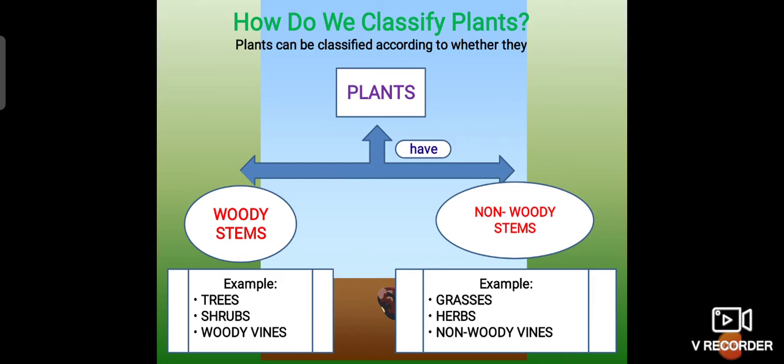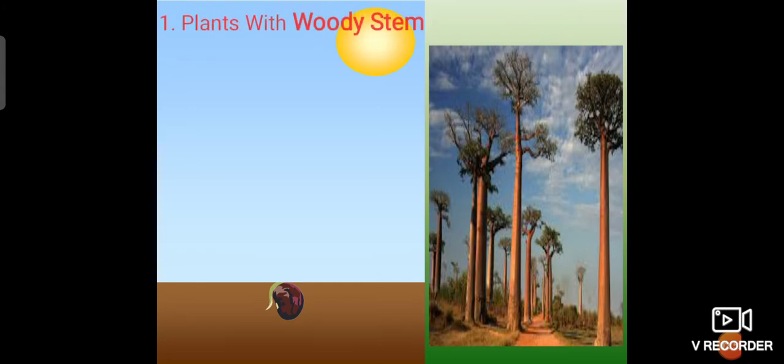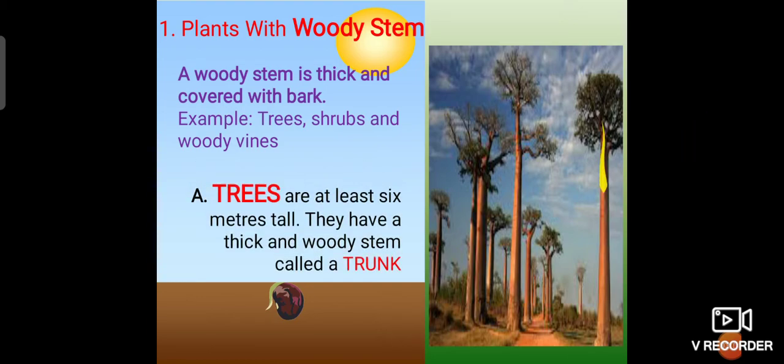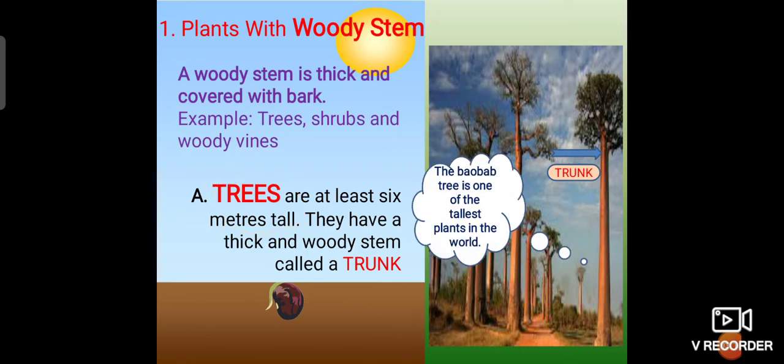Now let's take a look one by one. This is an example of plants with woody stems. A woody stem is thick and covered with bark. Pay attention to this: if the stem is thick and covered with bark, we call it a trunk. The first example of woody stem plants is the tree. What is the character of a tree? A tree is at least 6 meters tall. They have a thick and woody stem called a trunk.